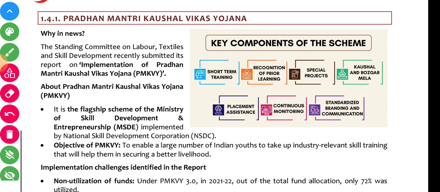What are the key components of the Pradhan Mantri Kaushal Vikas Yojana scheme? Short-term training, recognition of prior learning, special projects, Kaushal and Rozgar Mela, placement assistance, monitors, continuous monitoring, standardized branding and communication. These are the key components of the Pradhan Mantri Kaushal Vikas Yojana.